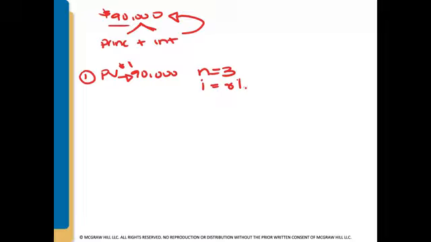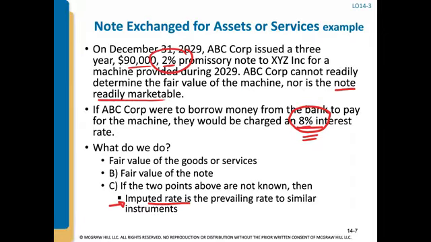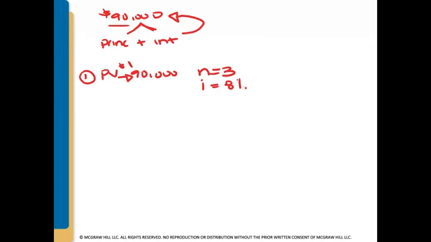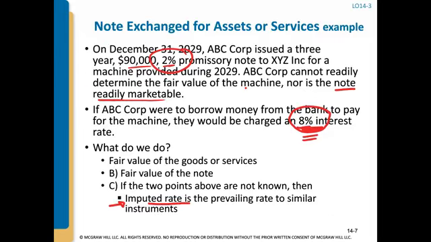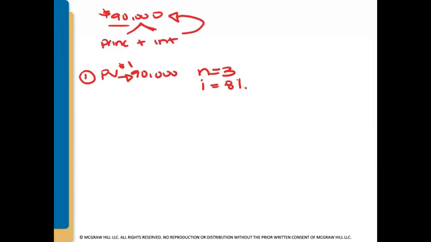I equals 8, because even though the problem says that the note is a 2% note, that is not a reasonable interest rate, and so we're going to use 8. Also, we don't know the fair value of the machine, and the value of the note is not readily available.